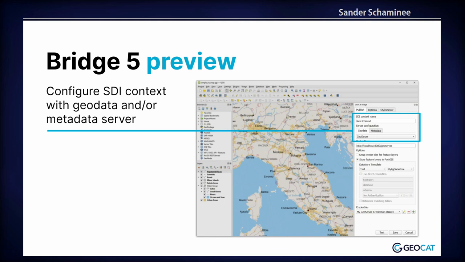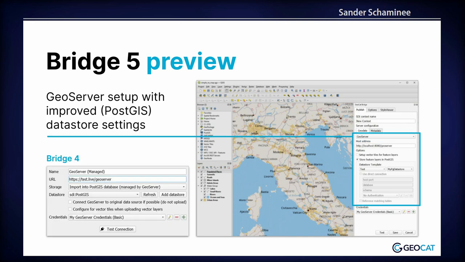So there you have the SDI context. When you press edit on the SDI context, you get this window, like a sub dialog, so to say, where you see the server configuration with the GeoServer tab and the metadata tab. In this case, you see a GeoServer configuration. You can just add the host address like you're used to in Bridge 4.